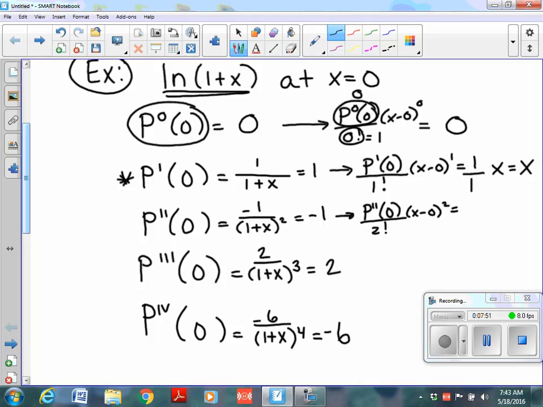Okay, the next one, when you plug this in, you get negative 1. So in place of that, I'm going to put negative 1. What is 2 factorial? It's 2 times 1, which is 2. x minus 0 to the second is just x squared. You can leave it like that, or you can write it as negative x squared over 2. Same thing. And then you keep going.